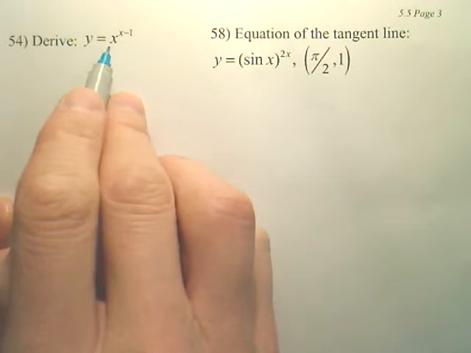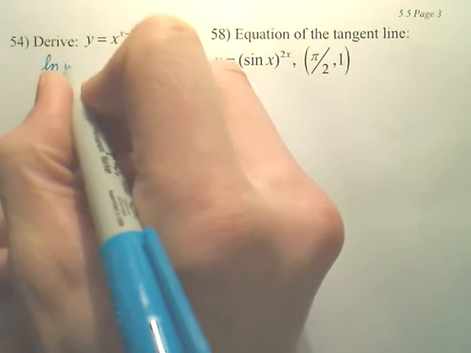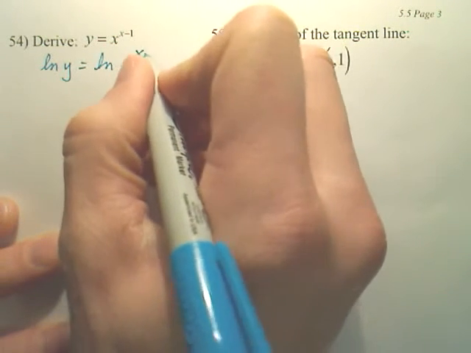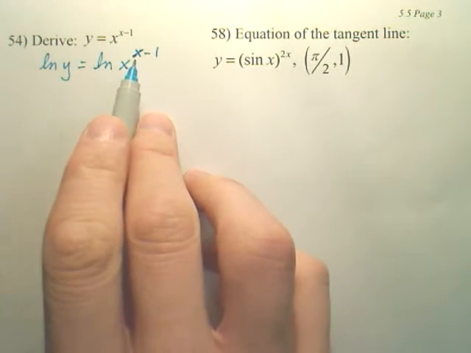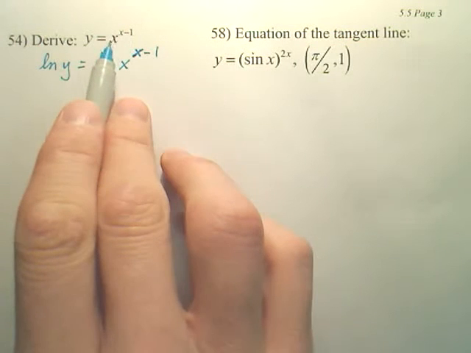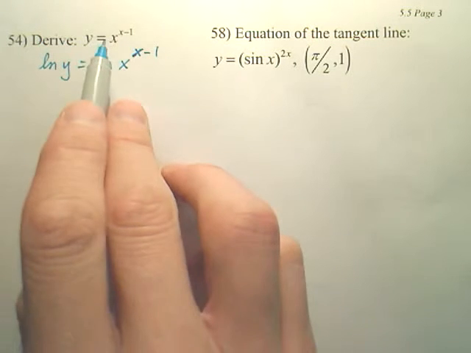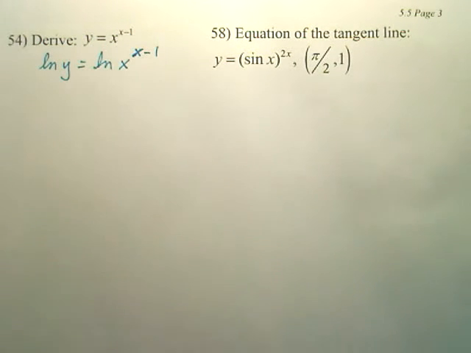For this particular problem, in order to derive it, we need to actually ln both sides. It's kind of a new concept, another process to add to the bag of tricks you have. The reason you have to ln both sides is that with x to an x power, the only way you can derive this is if it's like a number to an x power. Since there's x's in both spots, you cannot simply derive it.